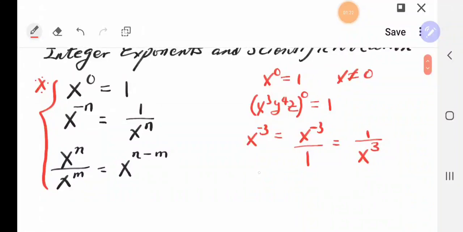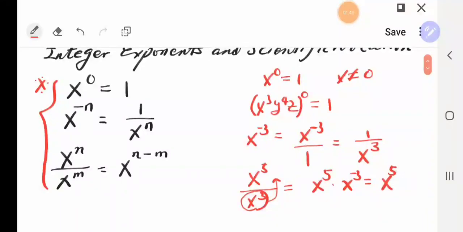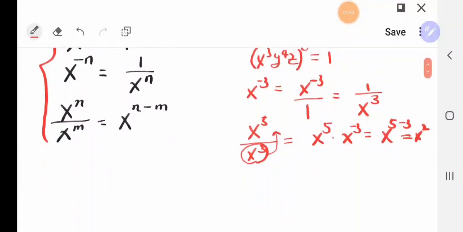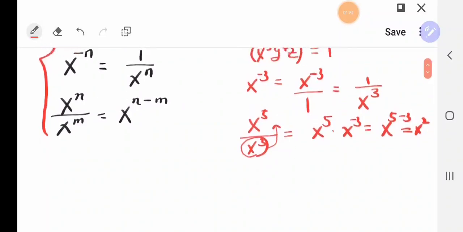So if we have something like x to the 5th power over x cubed, now x cubed is in the denominator, so once we move this one to the numerator, it becomes x to the negative 3rd power. So by definition, we can add the exponents. 5 minus 3 equals x squared. So we can use this property to simplify the exponential expression.